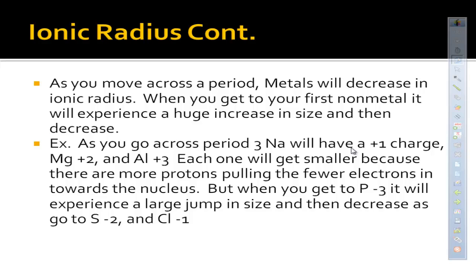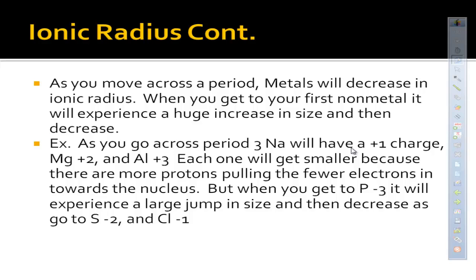But the minute that you get to phosphorus, you're going to have a 3- charge. And what that 3- charge says is that we now have 3 more electrons than we do protons. And you're going to experience that big jump because remember what I said earlier: electrons, because they're moving, are trying to get away from that nucleus. So we have 3 extra things trying to get away from the nucleus, and that's why we experience that bigger jump. Then you go to sulfur, -2. Now you only have 2 electrons trying to get away, so it can't get away as much. And then you have chlorine, which is a -1 charge. It's still trying to get away, but it cannot increase its size as much as a -3.